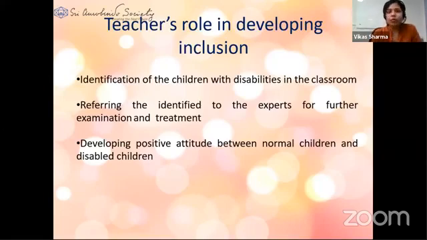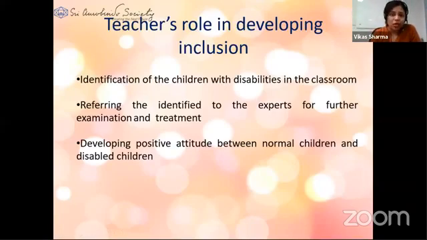So let us have a quick understanding in today's session, teachers, of what very small suggestions you all as teachers can keep in mind for the overall and holistic betterment of any child with special needs. The first thing here would be identification of children with disabilities in the classroom.